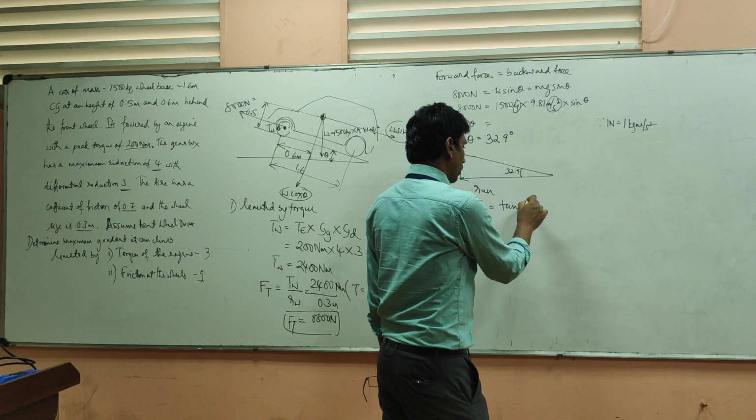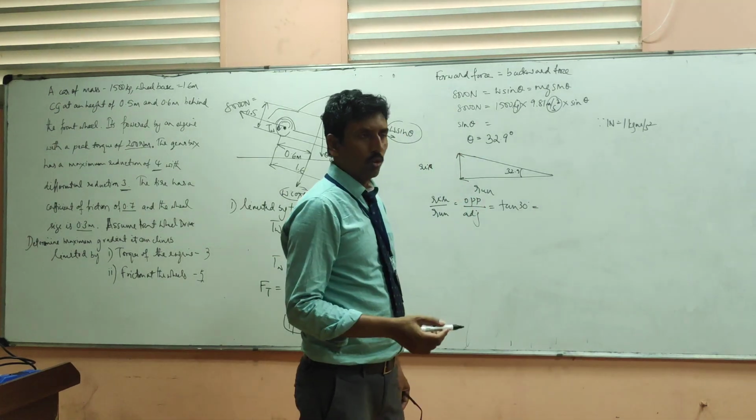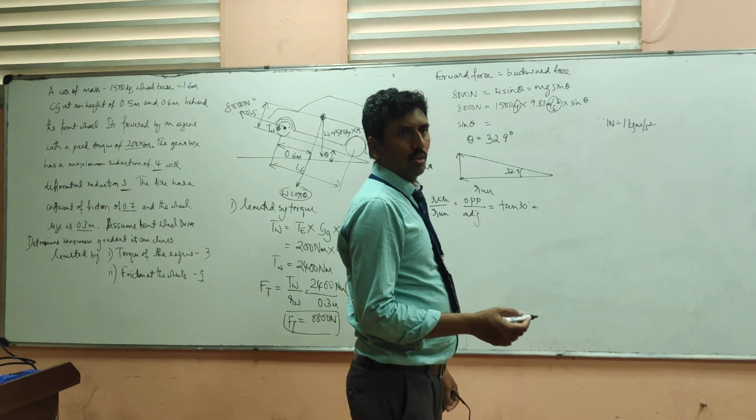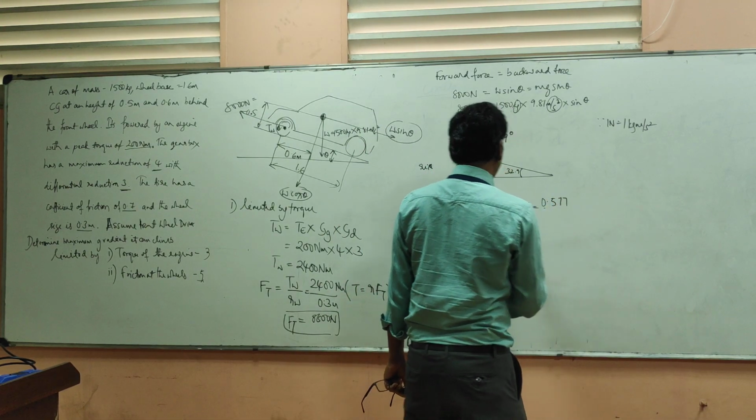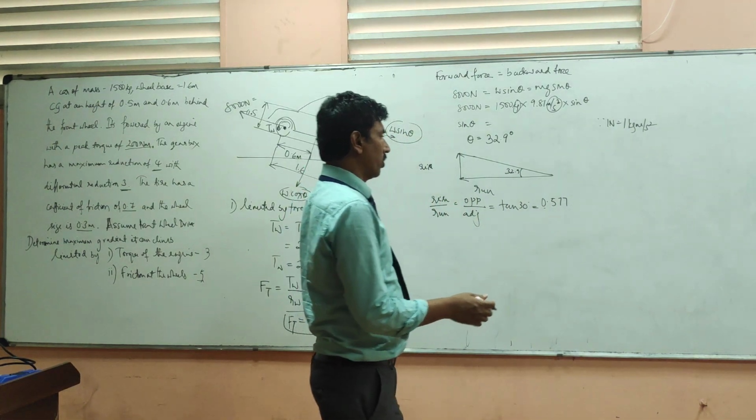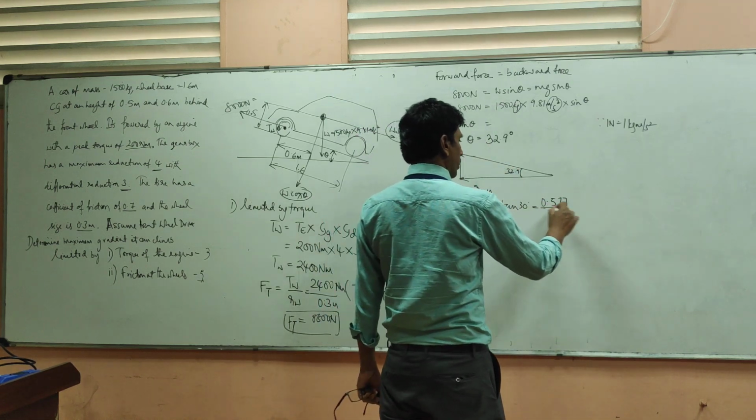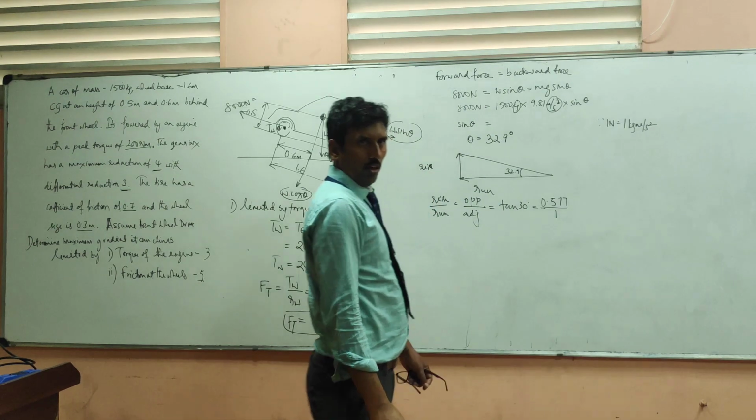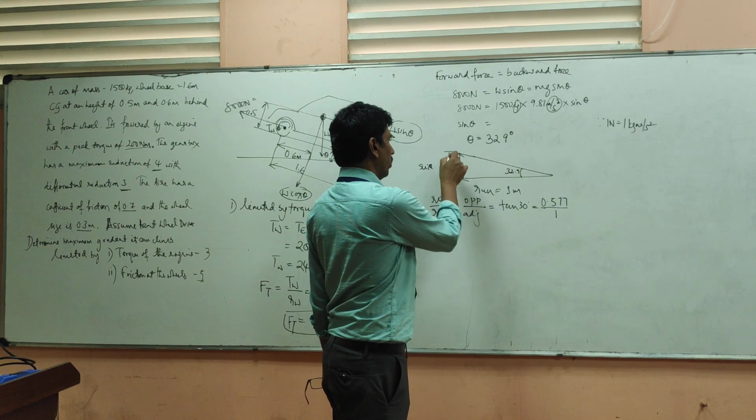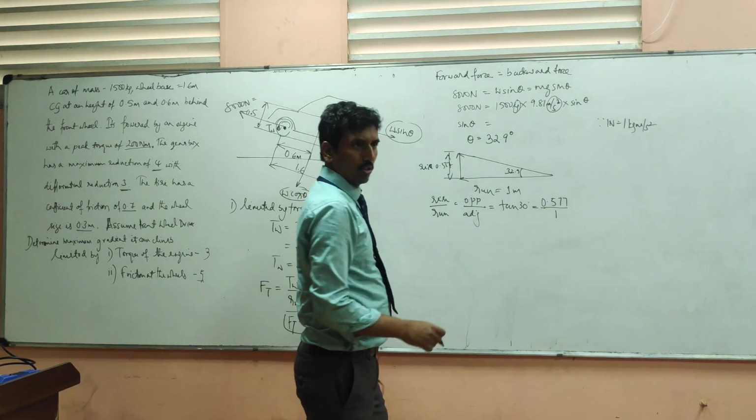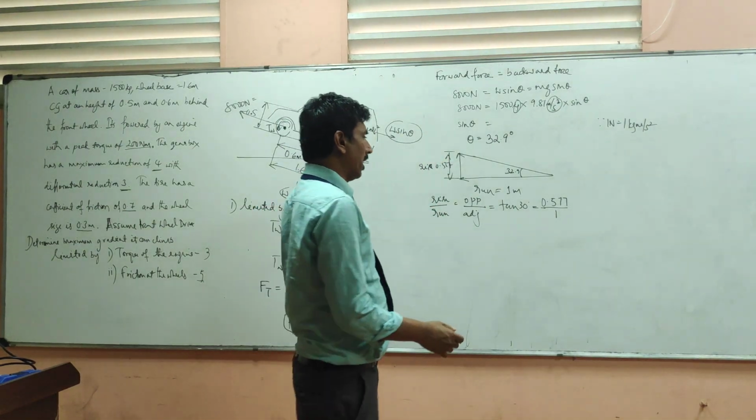So tan theta, so that is tan 30 is equal to so much. What is actually tan 30? Find out what is tan 30. 0.577. So which you can actually call as 0.577. Okay, so here you can say if this is 0.577, you can actually write it as 0.577 divided by 1, which means that for a run of 1 meter, the rise will be 0.577.